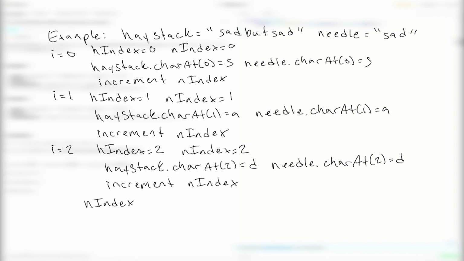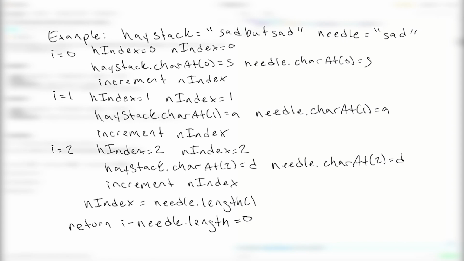Now we check and say, oh look, n index is equal to needle.length. This means we found this string in here, so we return i minus needle.length, which ends up being 0, which is in fact that first value right here. So that works out. Obviously this wasn't a super complicated one, but it also works for the other ones. Let's hop over to LeetCode and take a look at coding this.